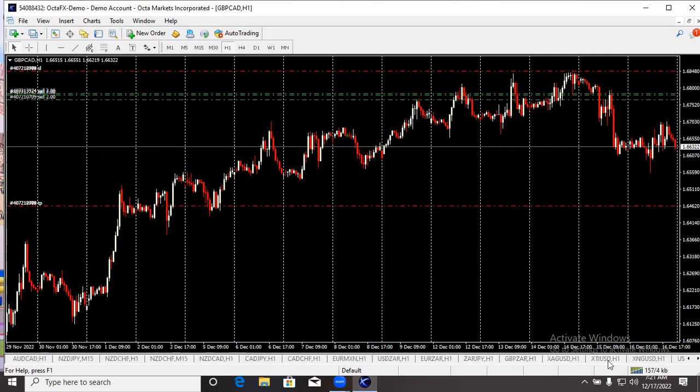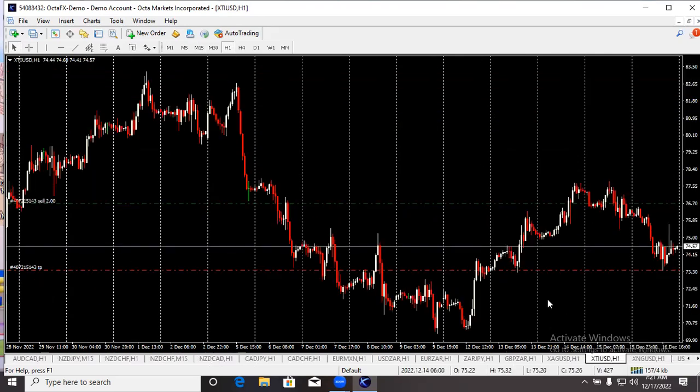Yes, this is a clear example. I took this trade on the 1 hour time frame, at around this place. I should have placed my stop loss around here. You can see that it did not even move up at all. It just kept on going down.